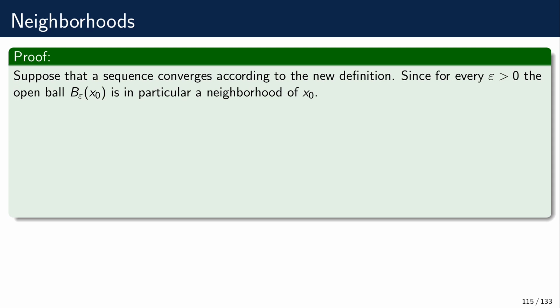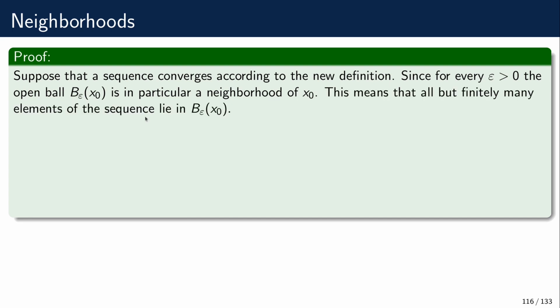Okay, so now let us prove that those definitions are indeed equivalent. For every epsilon greater than 0, the open ball with radius epsilon around x0 is an open neighborhood of x0, and in particular a neighborhood, because a neighborhood is something that contains an open set, and an open set is something that contains an open ball. This means that according to this definition, all but finitely many elements of the sequence lie in this ball of radius epsilon around x0. It's the same proof as we have seen previously.